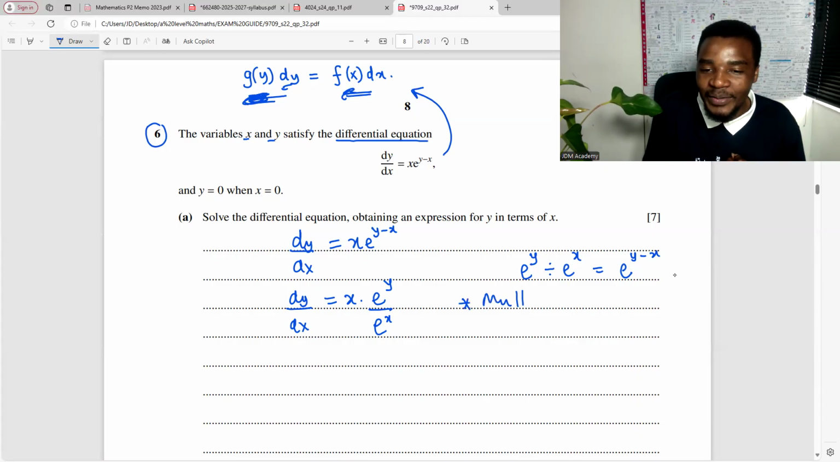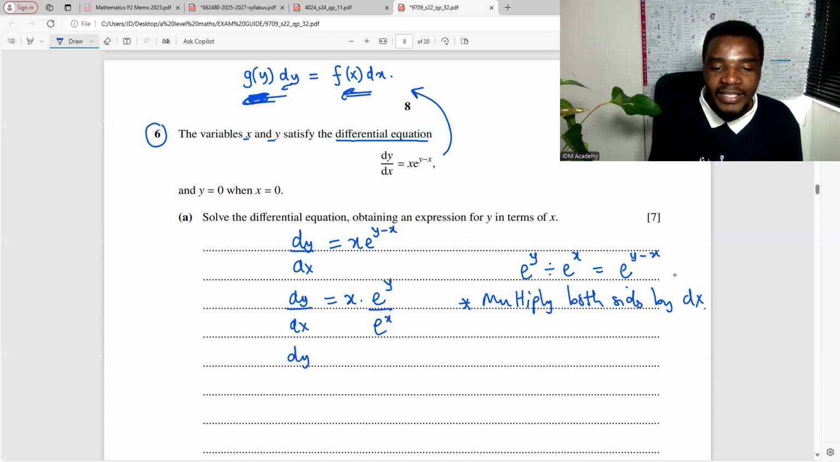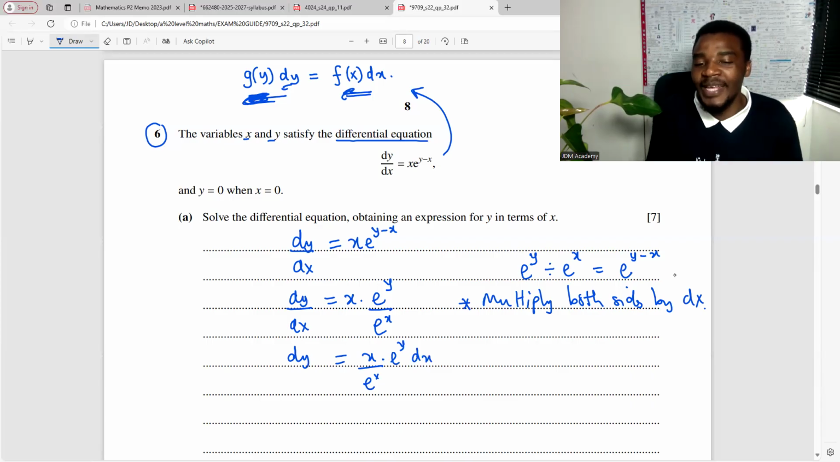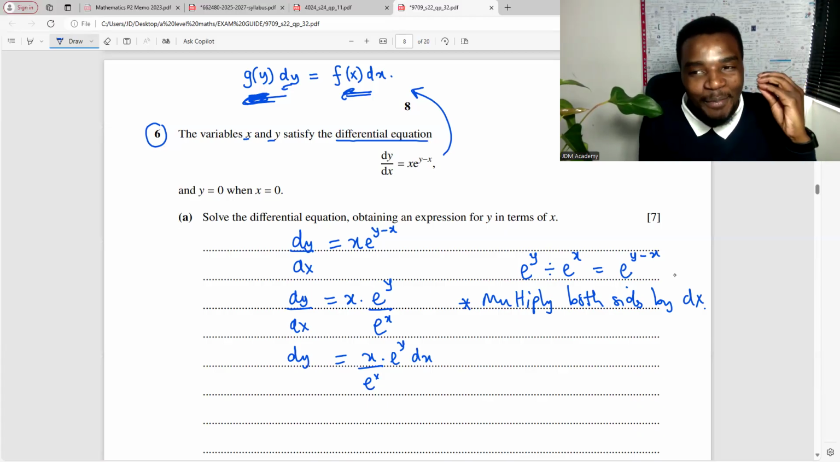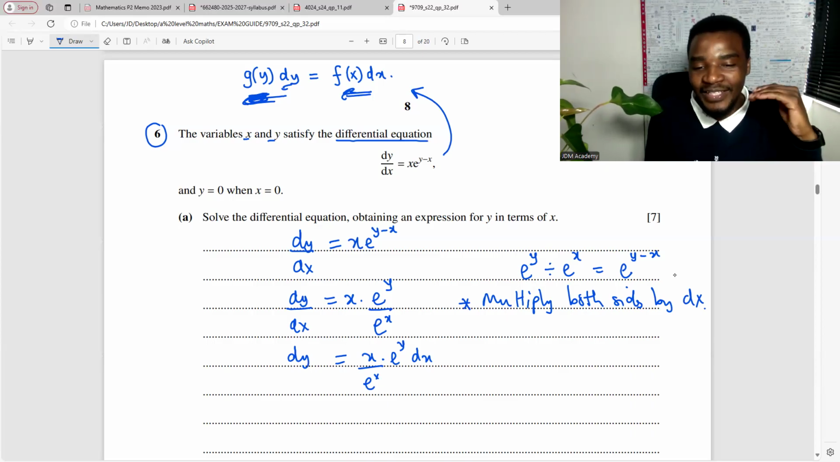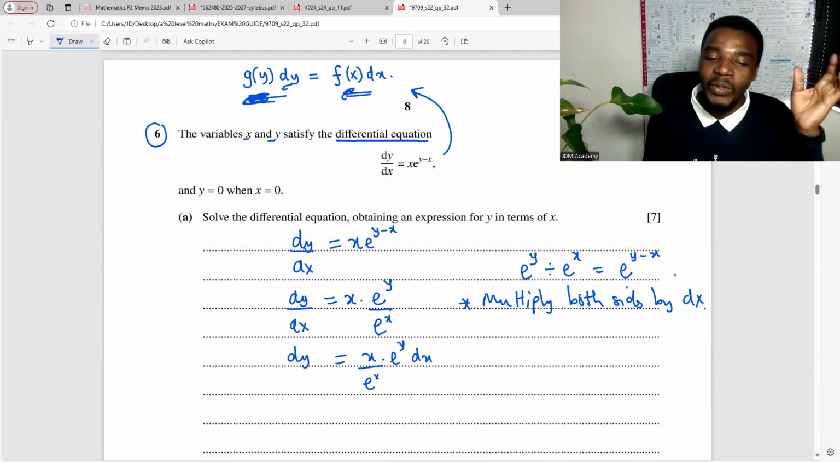Let's multiply both sides by dx. So if we multiply both sides by dx, we are going to have dy is equivalent to x divided by e to the power of x times e to the power of y times dx. Right, we've multiplied both sides by dx. So as you see here on the right-hand side, we have x over e to the power of x times e to the power of y. So let's get rid of this e to the power of y, so that this function of y will also be on the other side. So let's divide.